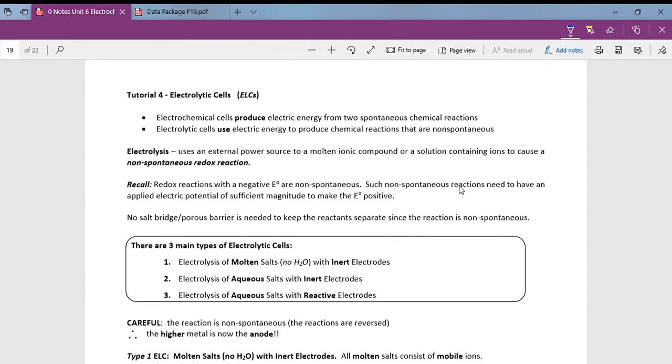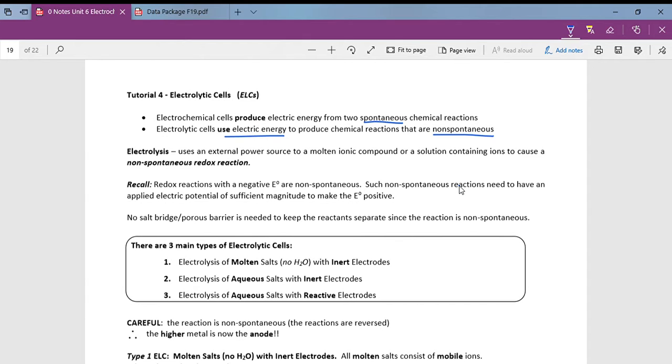The next video is about electrolytic cells. So electrochemical cells produce electrical energy from two spontaneous reactions. What we're going to look at today is electrolytic cells, which have to use electrical energy to produce chemical reactions that are non-spontaneous. So electrolysis is what an electrolytic cell's process is.